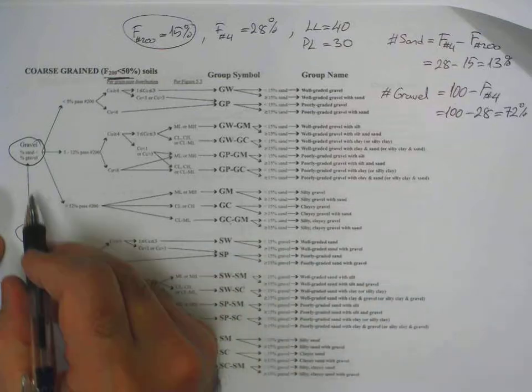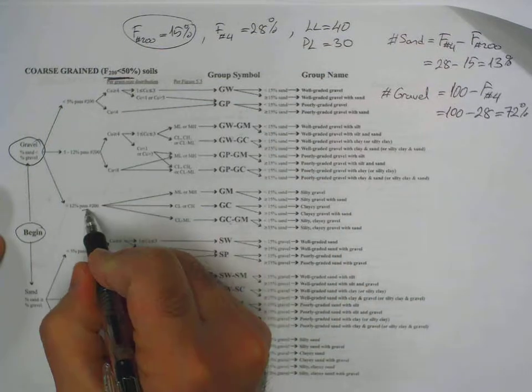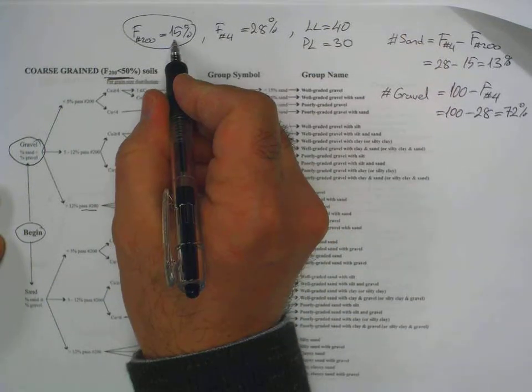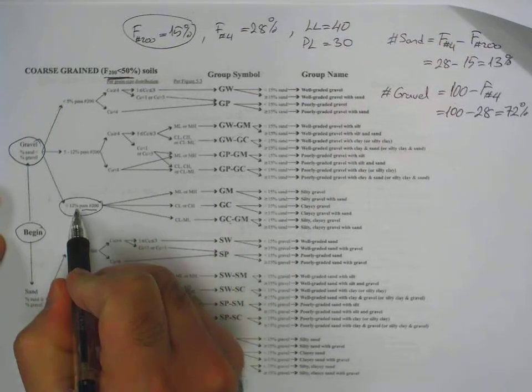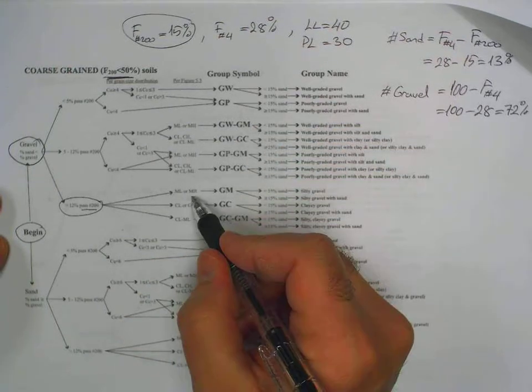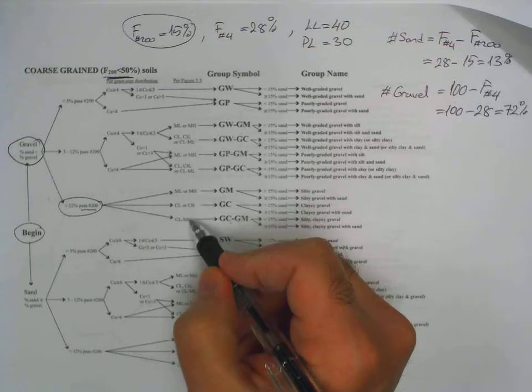So let's look at the next. The next question is, what is the percent passing number 200 sieve? It is 15%. So this particular path applies, 12. So we go here. Now next is critical. Now we need to find the group name and symbol at this point.